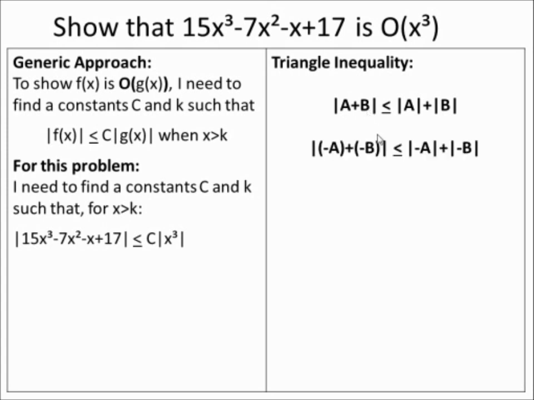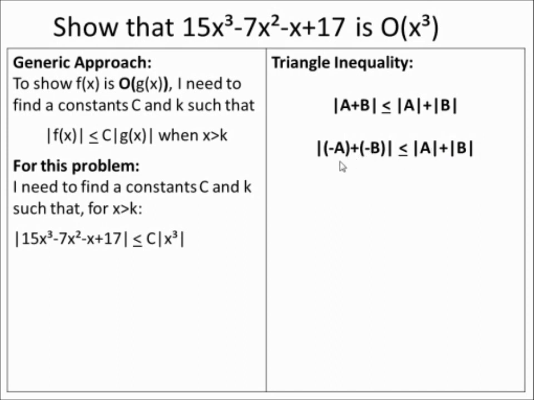So let me reformulate it this way. The triangle inequality tells me that if I have negative a plus negative b in absolute values, this is going to be less than or equal to, in absolute values, negative a plus, in absolute values, negative b, which, since I have absolute values on these, the negatives disappear.